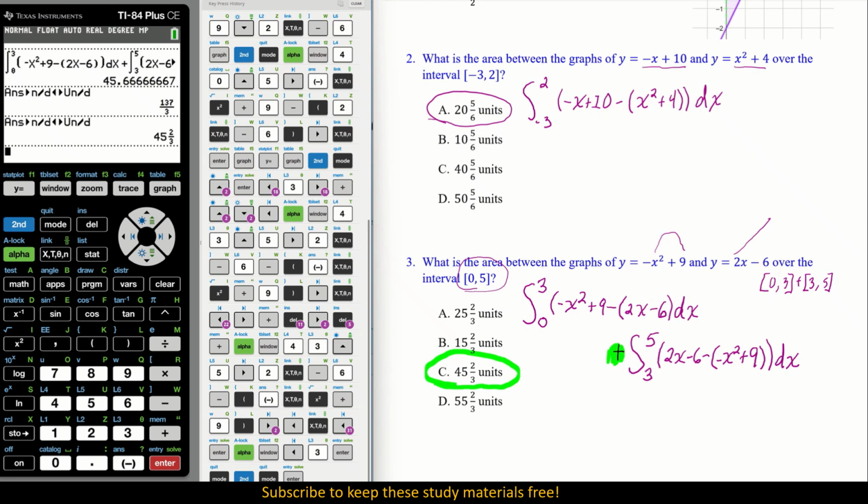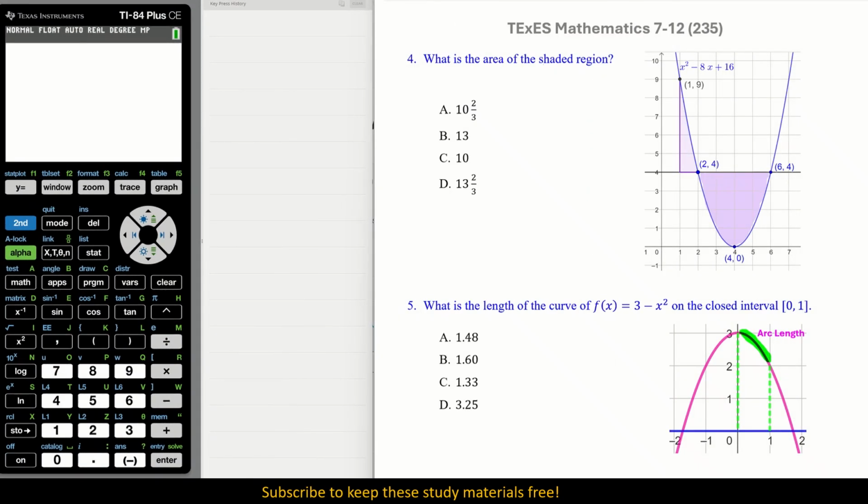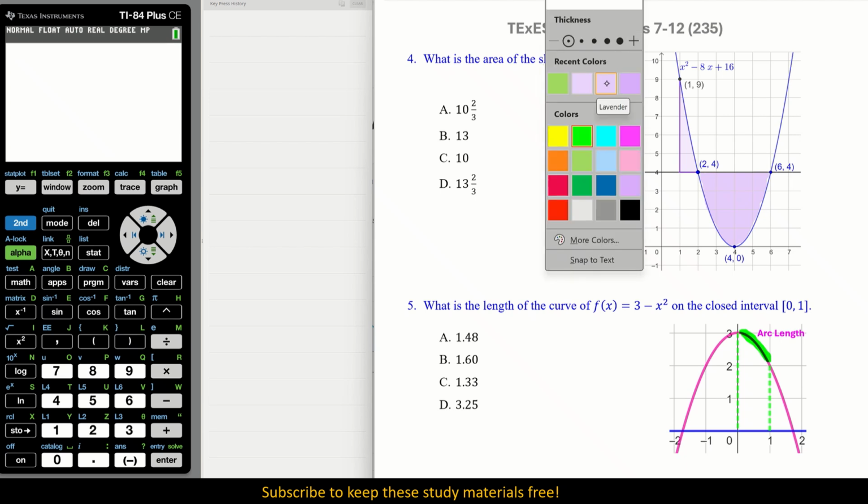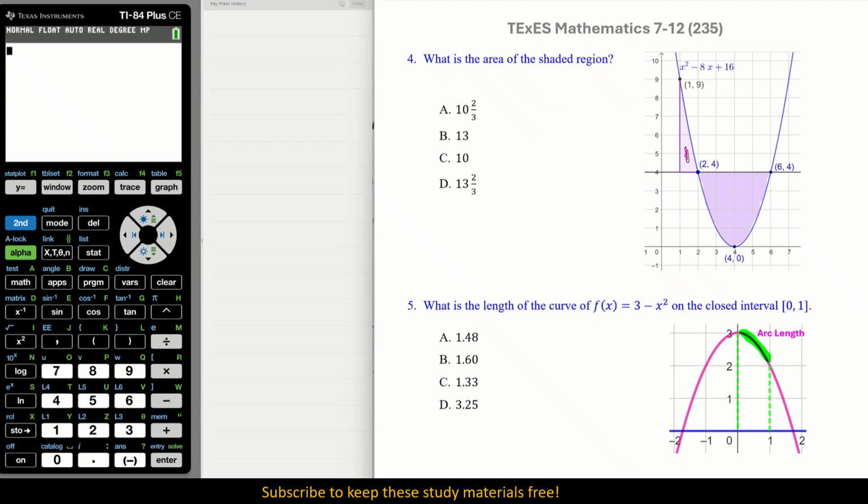Let's go to number 4. Number 4, what is the area of the shaded region? Okay, so I have graphed this for you, shaded in the 2 regions that you need. And yes, you do need this part right here. Okay. Well, that was kind of rude of it. Delayed reaction. My technology is giving me issues. Okay, there we go. So this part right here also. Okay, I made it a little darker for you.